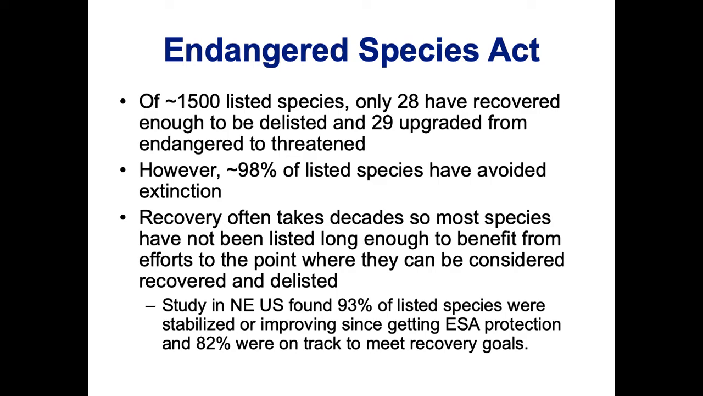Recovery often takes decades. So most species have not been listed long enough to benefit to the point where they can be considered recovered and delisted. A study for the northeastern United States found 93% of listed species were stabilized or improving since getting protection, and 82% were on track to meet their recovery goals. So this is powerful data that shows that it is effective.